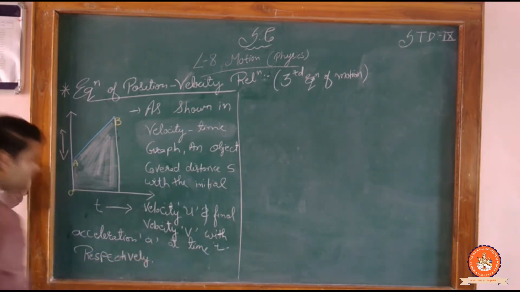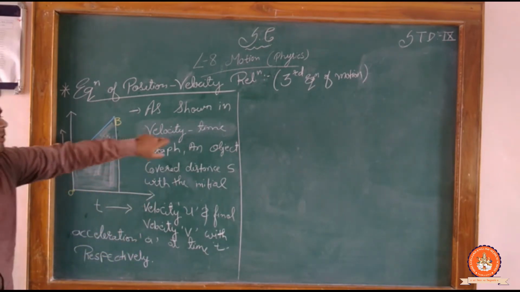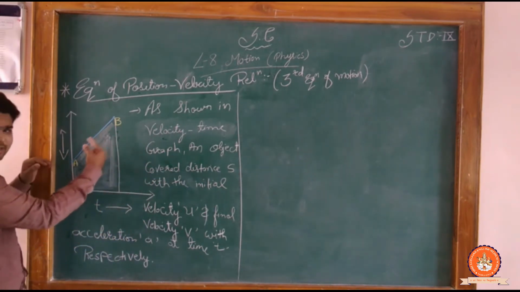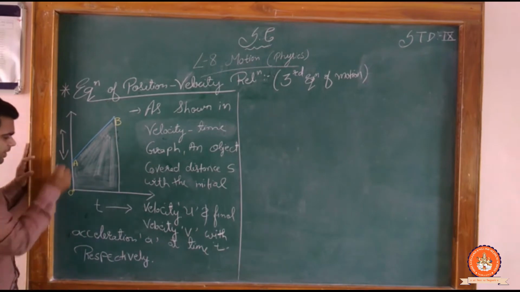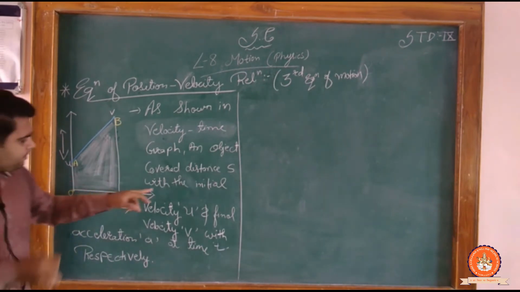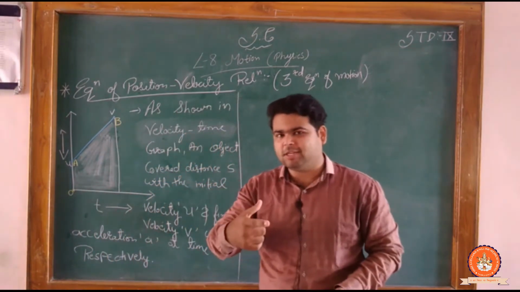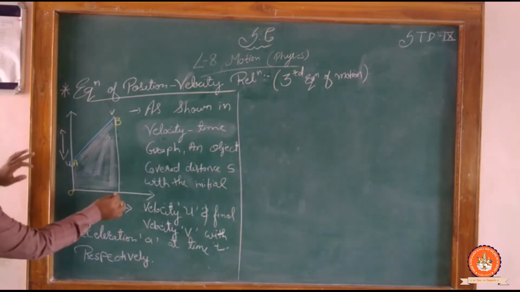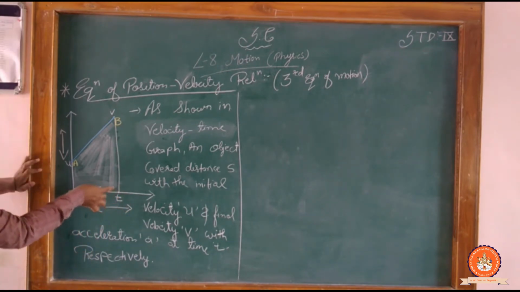This is the description of the graph. Which graph is that? The velocity time graph. From the graph, the object travels distance s, from A to B, with the initial velocity u and the final velocity v. Now, when the velocity changes, as we know, acceleration is produced. So the acceleration is a at time t. It covers the time t. We have to indicate the points also here.